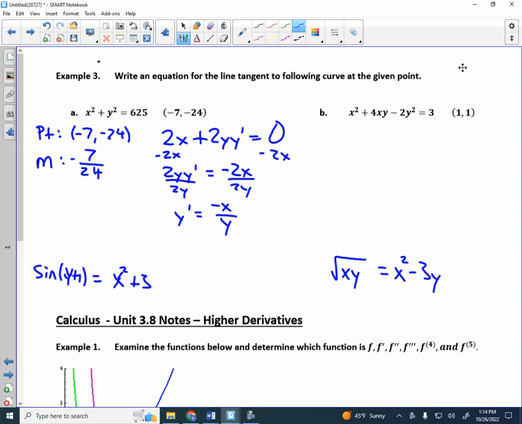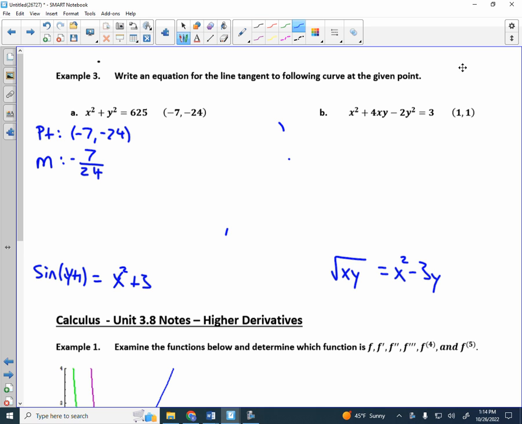I want to write the equation for the line tangent. I'm going to erase this, just give myself a little bit more space. Y minus or plus? Plus 24 is equal to -7 over 24 times x plus 7. So I've got y plus 24 is equal to -7 over 24 times x. And then -7 times +7, that will give me -49 over 24.